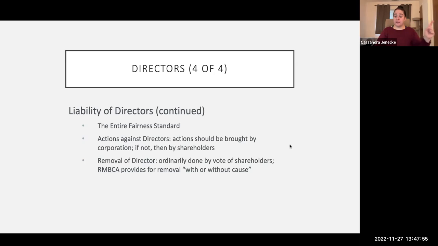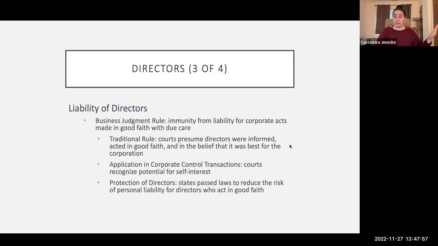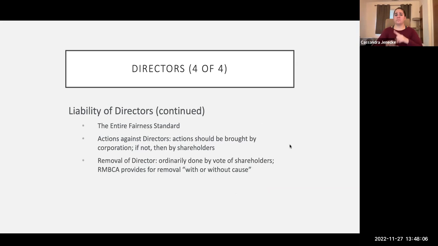And so instead of utilizing the business judgment rule, right, which basically presumes that all corporate directors act for the benefit of not themselves, but for the corporation itself, the entire fairness standard recognizes that there are certain scenarios where the fair presumption is that the corporate directors were acting shady, and now it's their burden to show that they weren't. Okay.